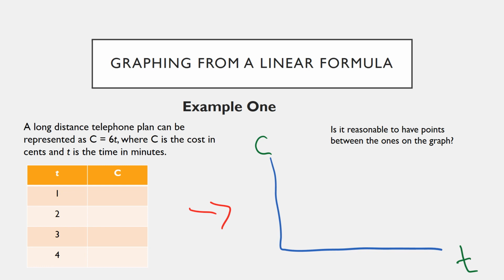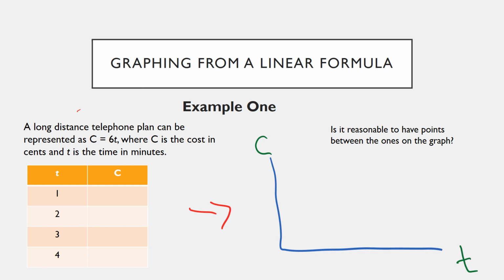So our example 1 says a long distance telephone plan can be represented as C equals 6t, where C is the cost in cents and t is the time in minutes. So they would like us here to complete the graph and the table of values. So let's start with what we're going to work out here.